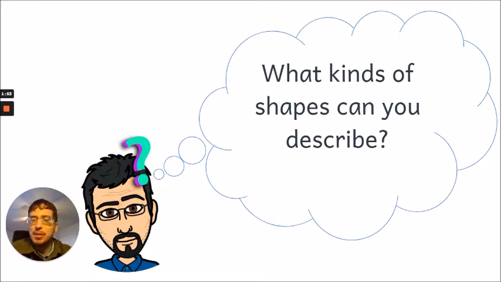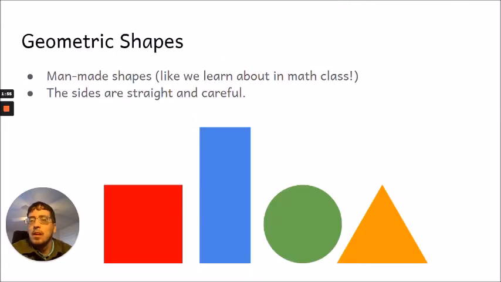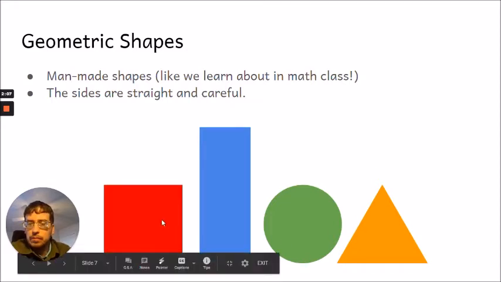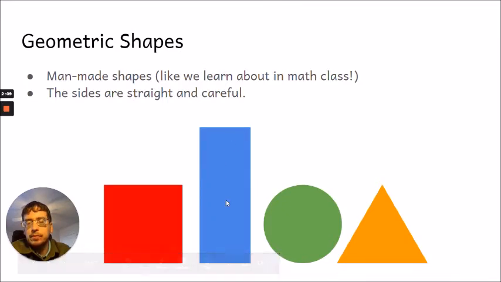All right, let's see some examples. So first of all, we have geometric shapes, and those are man-made shapes, kind of like we learn about in math class. The shapes are normally straight and careful. So what are some of these shapes? We have a square, a rectangle, a circle, and a triangle.